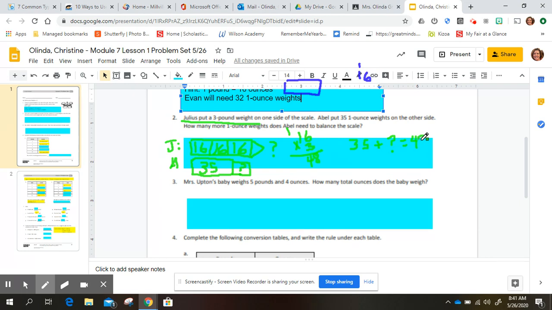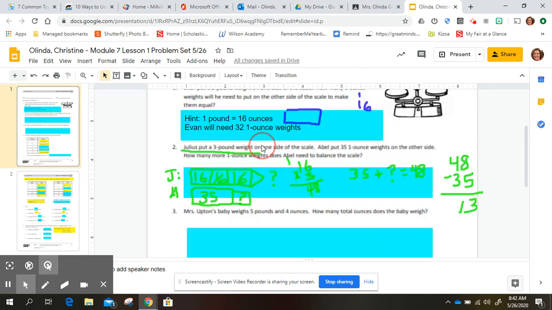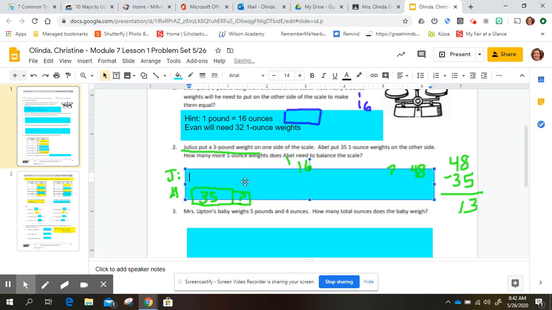And if you can't count up in your head, you could always subtract, put the bigger number on top, 48 minus 35, and you would get 13. So Abel needs 13 more 1-ounce weights. Abel needs 13 more 1-ounce weights. Number 3.